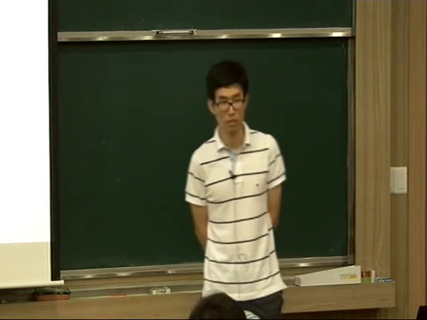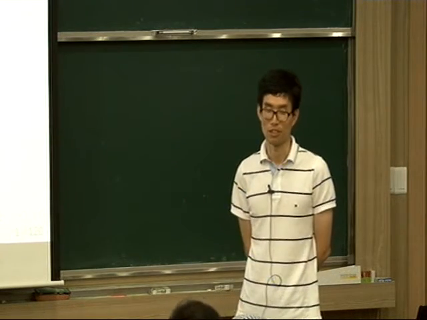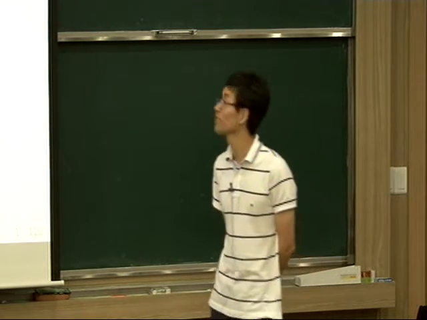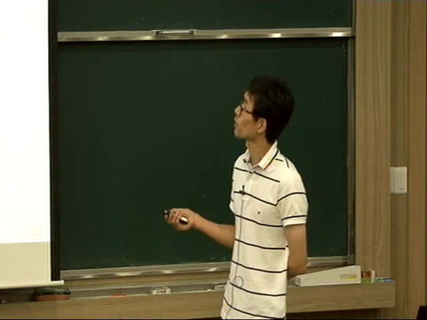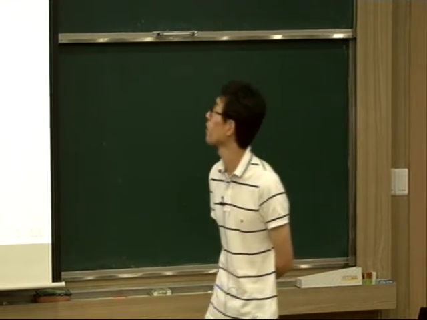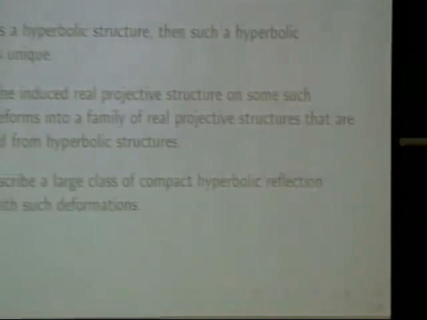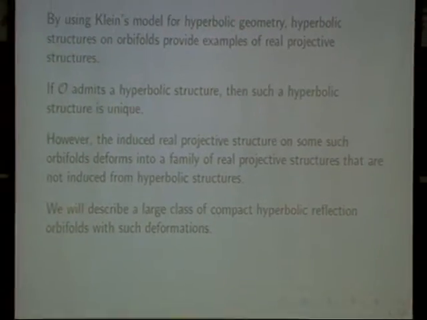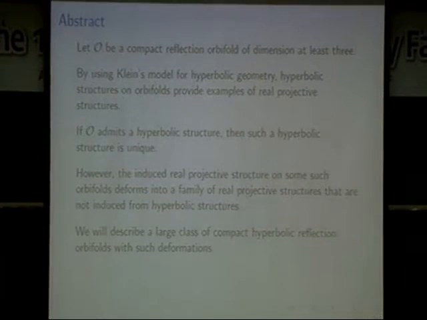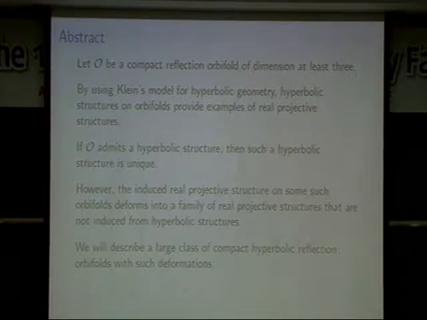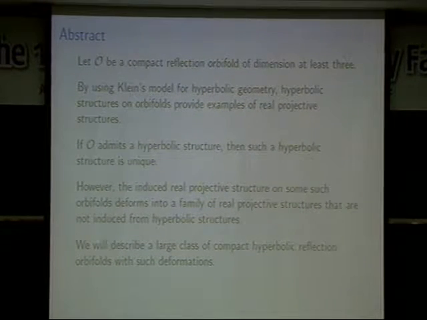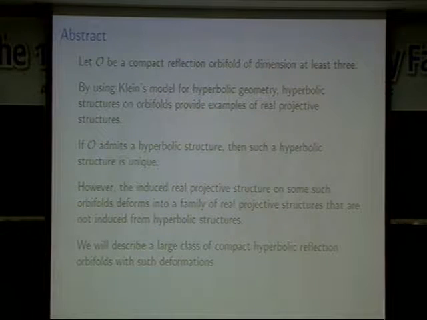I really appreciate the organizers giving me a chance to talk here. Today I will give a talk about the real projective deformation of hyperbolic reflection orbifolds. We consider compact reflection orbifolds of dimension at least 3, using the Klein model for hyperbolic geometry. A hyperbolic structure on an orbifold provides an example of a real projective structure.